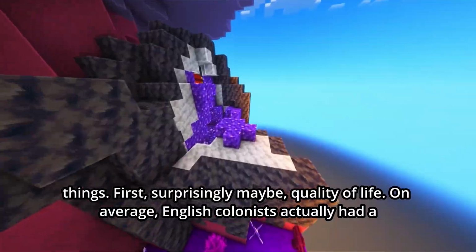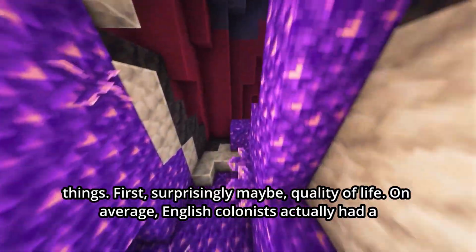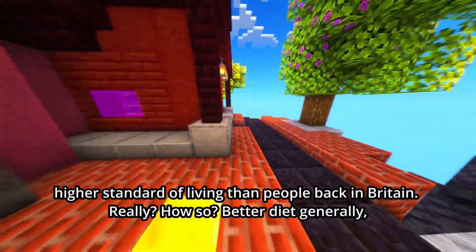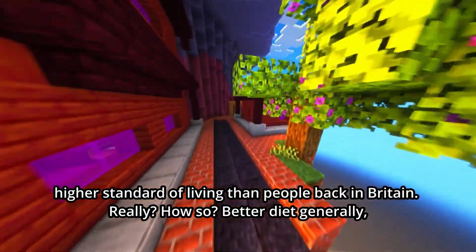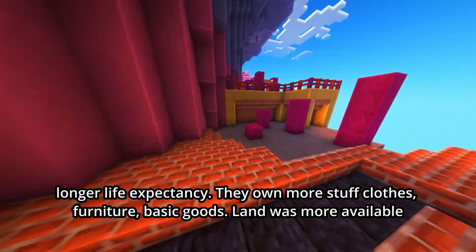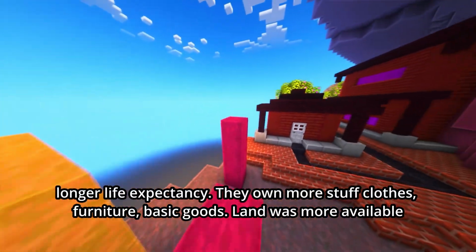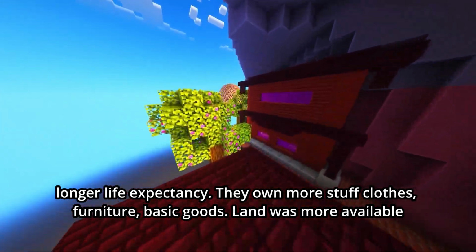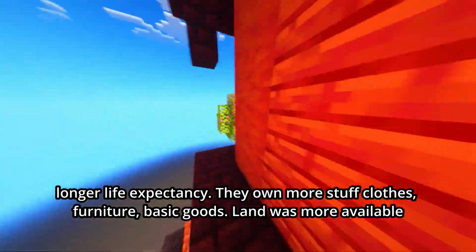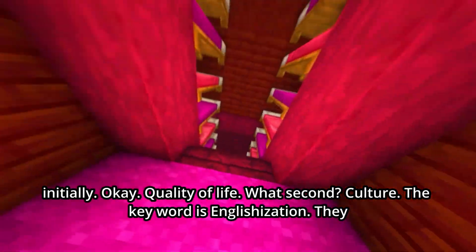First, surprisingly maybe, quality of life. On average, English colonists actually had a higher standard of living than people back in Britain. Really? How so? Better diet generally, longer life expectancy. They owned more clothes, furniture, basic goods. Land was more available initially. Okay, quality of life, what's second?